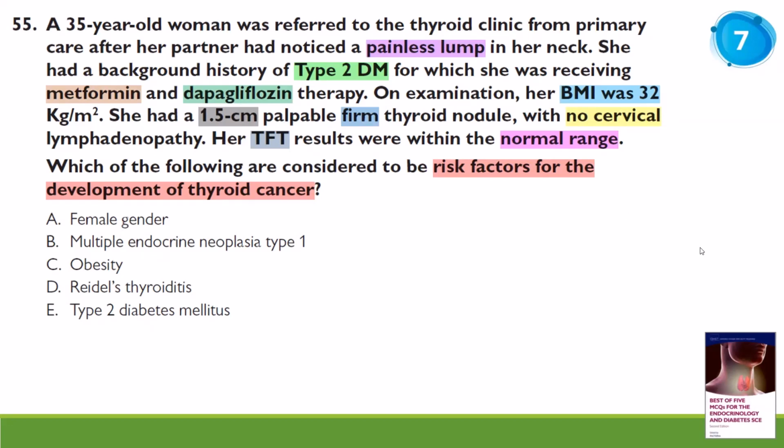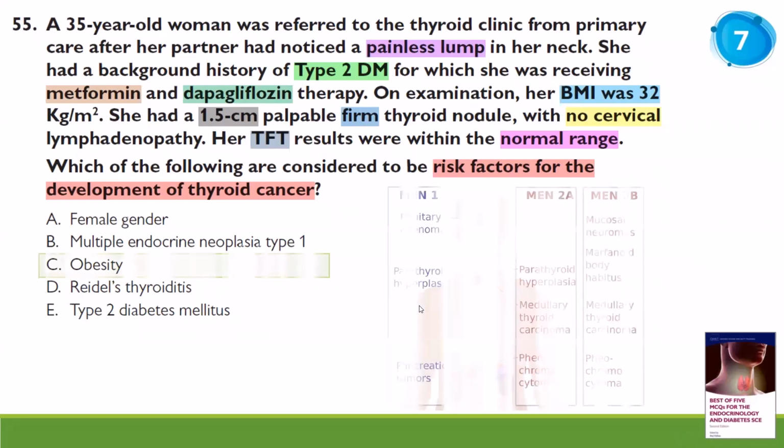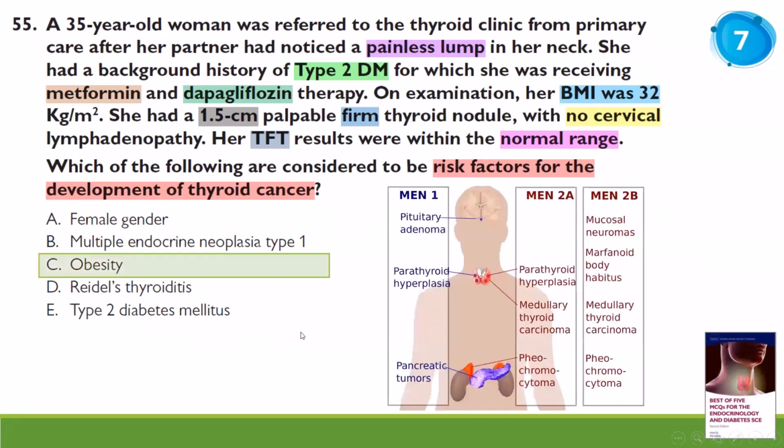So what is the risk factor for development of thyroid cancer? Actually, obesity, like Dr. Rana said. Obesity is a risk factor for development of thyroid cancer. And this is MEN type 1 and MEN type 2A and B. It is very important to know that MEN type 1 has no thyroid lesion, just pituitary adenoma, parathyroid hyperplasia, and pancreatic tumor.